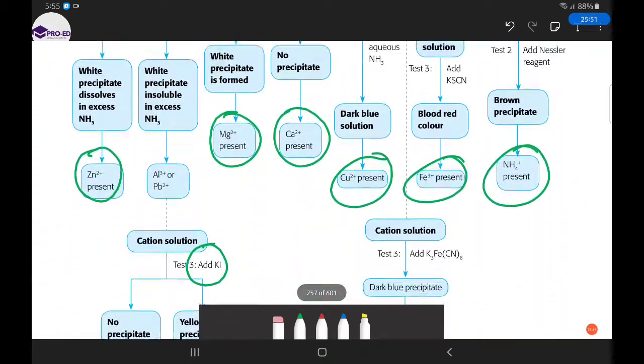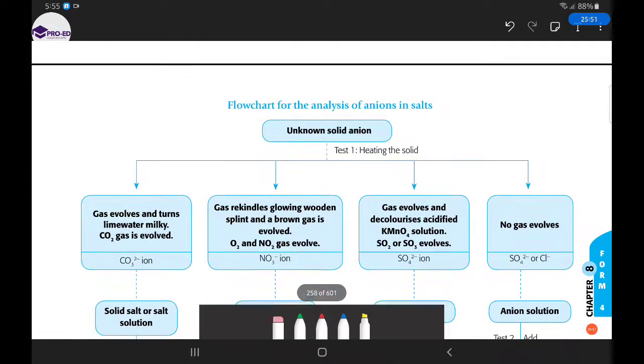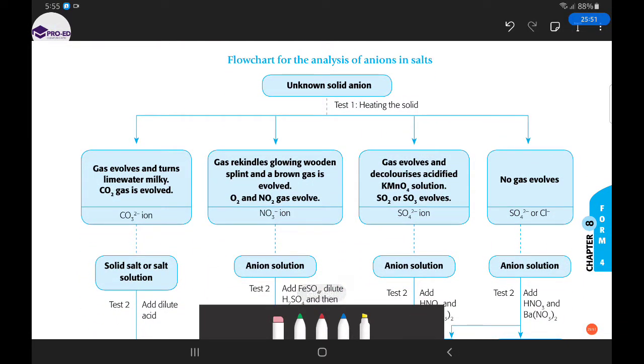All right, so now that leaves us with the last one here. So we are done with cation tests. All the cation tests are done.